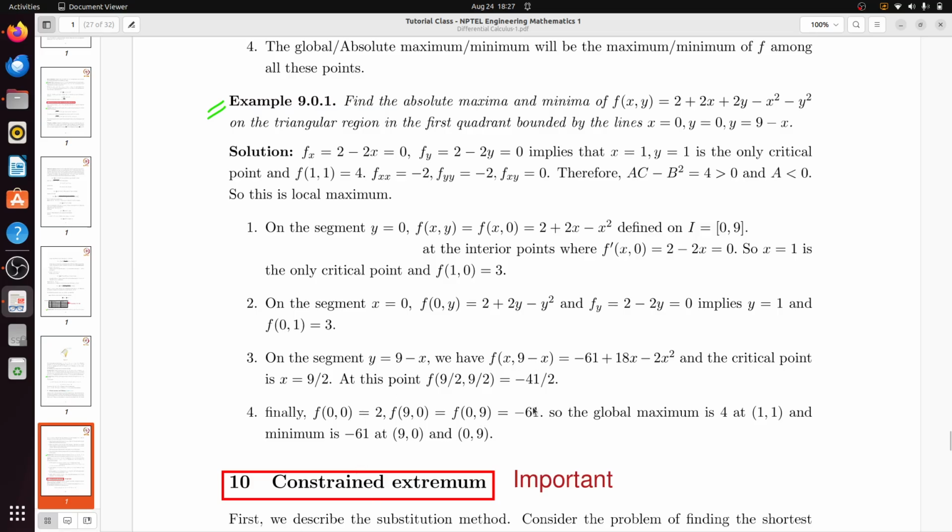So finally, मैक्सिमा निकालना है. सो मैक्सिमा के लिए, सबसे ज्यादा जो मैक्सिमम है उसको लेना है, and here that value is 4. So global maxima is 4 and global minima is minus 61. This minus 61 value.